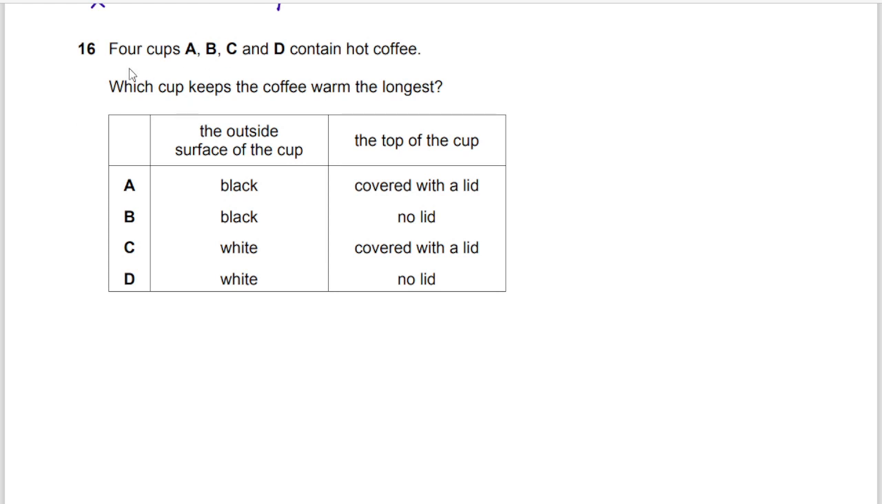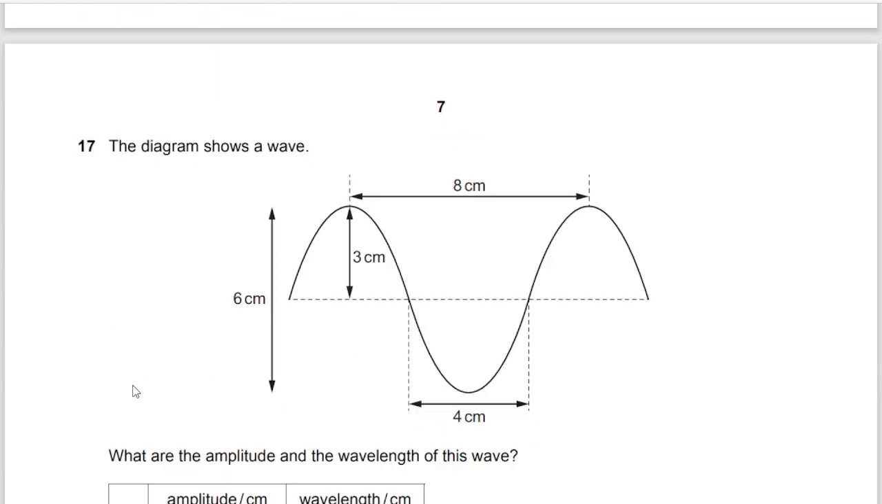Question number 16. Four cups A, B, C and D contain hot coffee. Which cup keeps the coffee warm for the longest time? So obviously the one which is covered with a lid so that no heat escapes out from the top, and obviously the one which has an outer surface painted white. So the correct option is C.